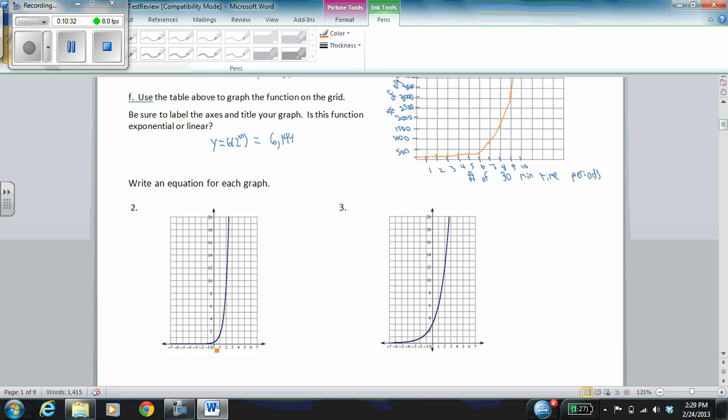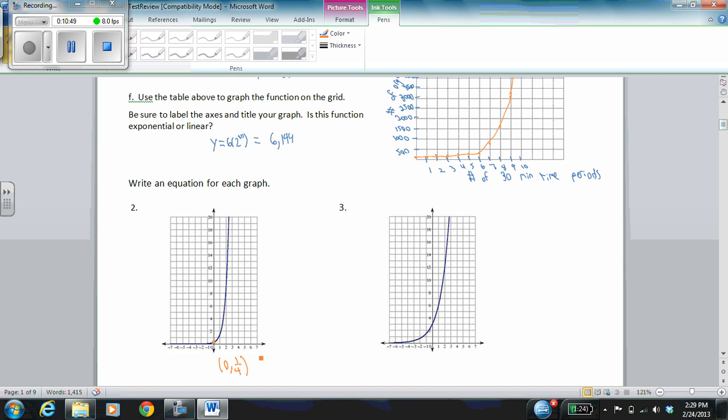And we're asked to write an equation for each graph. So if I look at this graph, it starts at a point 0, 1/4. And I know it's 1/4 because it's just below 1/2, so I'm going to say, all right, it's like halfway between 0 and 1/2, so 1/4.